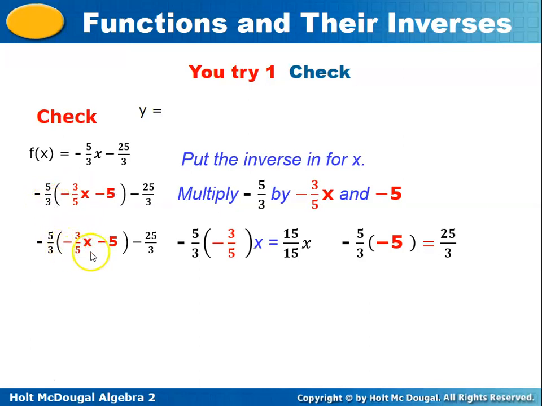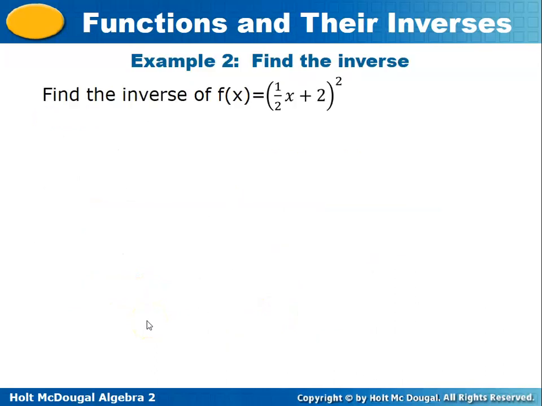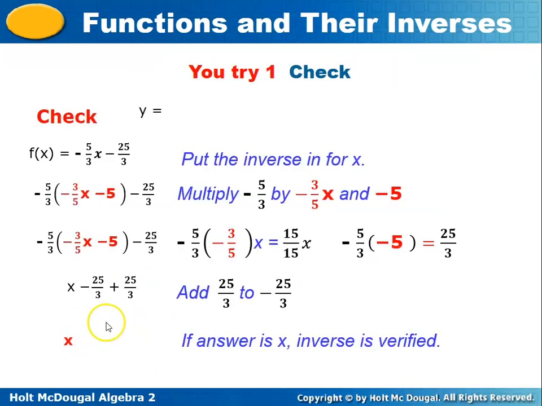So when we do this, we're going to step it out here. Again, notice here, that's going to cancel each other out. So that's just going to leave us with 15 over 15, which is x. And then we got negative 5 times negative 5. That's going to be positive 25 over 3. So then we have x minus 25 over 3 plus 25 over 3, right? We got that minus right there, and then we added this one. So these two are going to cancel each other out, aren't they? So that gets us x again.